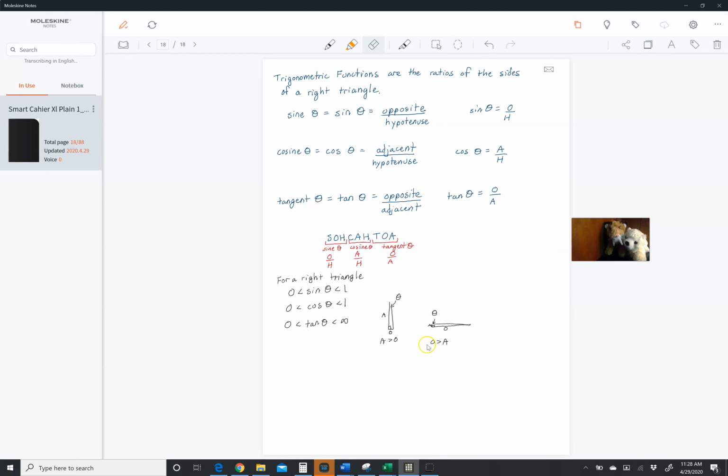Okay, so O is much bigger than A here, but here A is much bigger than O. What you'll see is that in a triangle like this, our sine is going to be bigger. It's going to be closer to 1 because O is bigger. So if you have 2 over 3, 5 over 6, 7 over 8, these are numbers that are close to 1. So your sine is going to be closer to 1 here, whereas your cosine is going to be closer to 0.